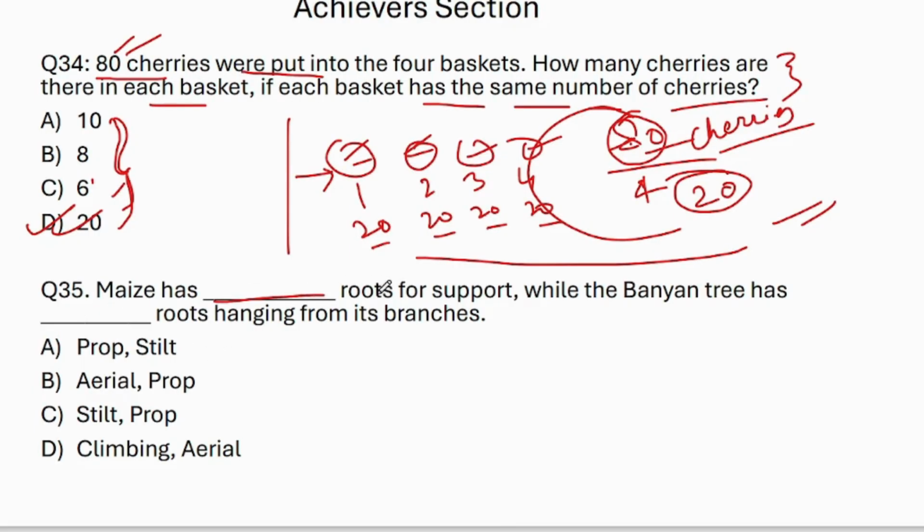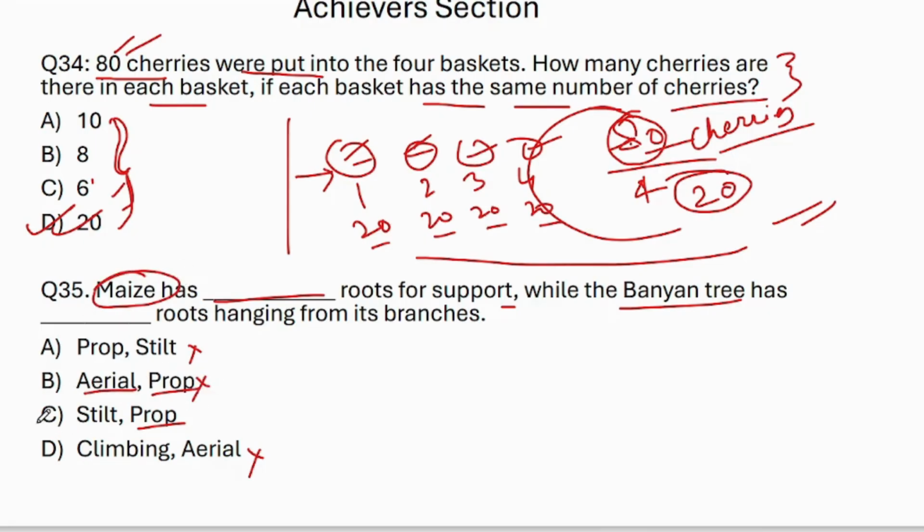Maize has dash type of roots for support, while banyan tree has dash type of roots hanging from its branches. Let's do it by elimination method. We all know that banyan trees have prop roots. So the second blank has prop here. So this is ruled out. This is ruled out. Now, will maize have aerial roots?